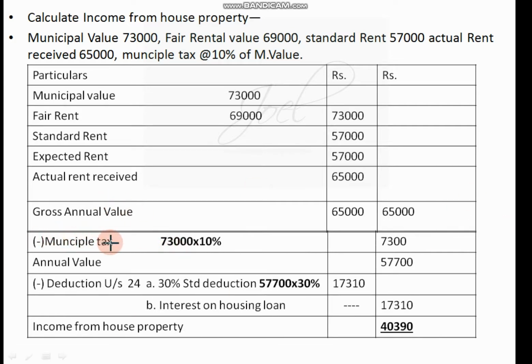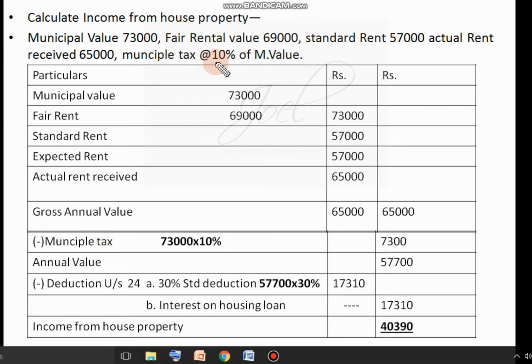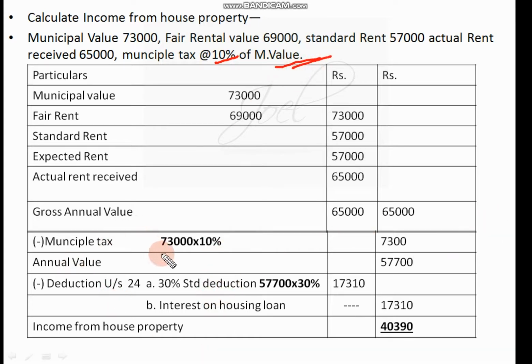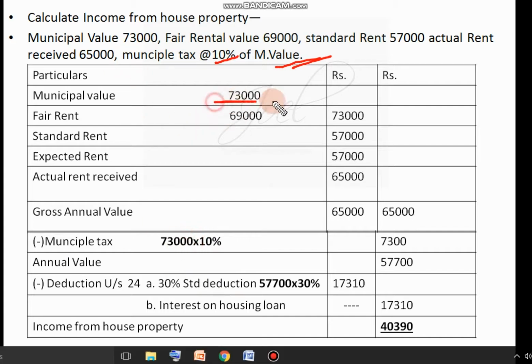So municipal tax is given here. Municipal tax is 10% of the municipal value. Municipal value is 73,000, so I am considering 10% of that, and I arrive at 7,300. I have to adjust this. When I deduct municipal tax from gross annual value, I arrive at the annual value, which is 57,700.